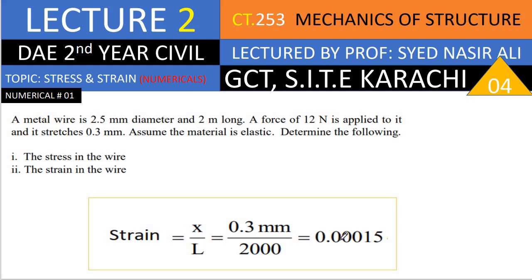This is the strain. The strain is the change in length or stretches in length divided by original length. This is the formula, and we are showing stretches by X and original length by L. X upon L is equal to strain, so X is equal to 0.3 mm is given, 2000 millimeter length is given, divide, and we are getting the result 0.00015 strain. Strain has no unit of measurement.